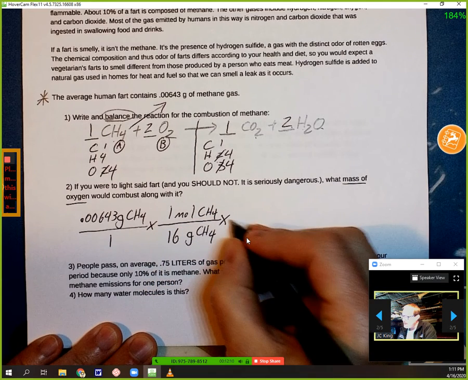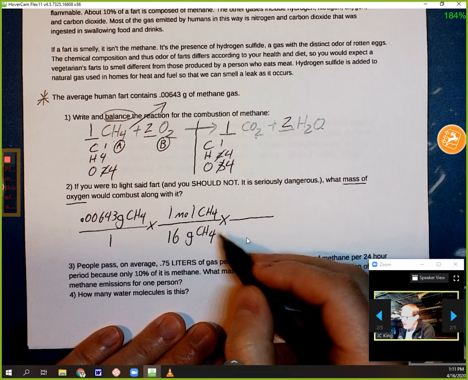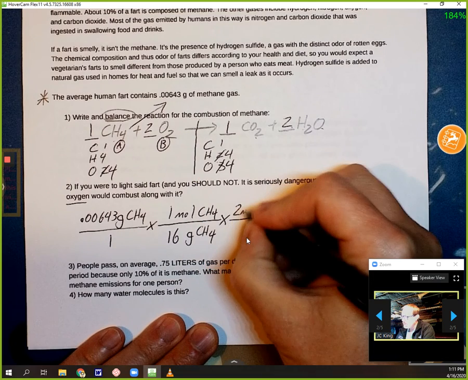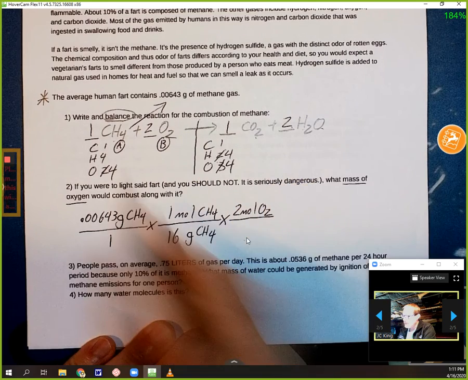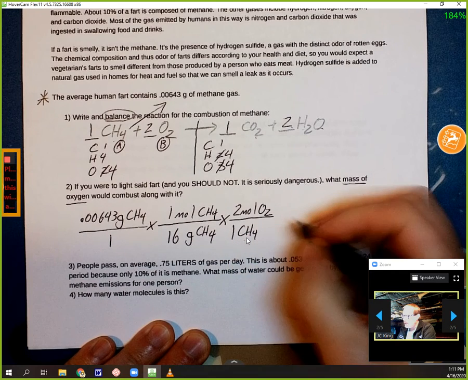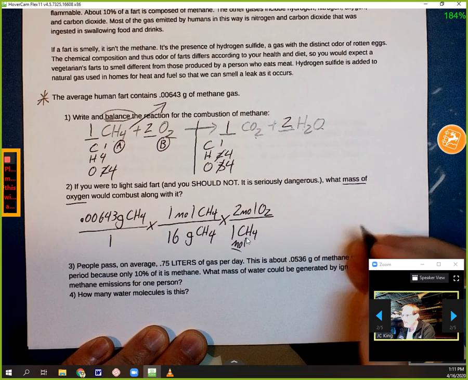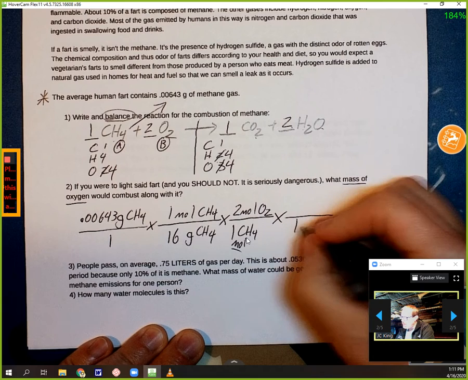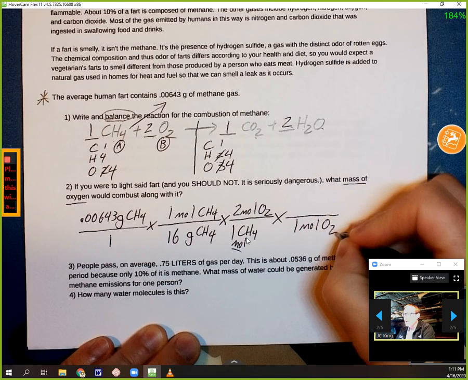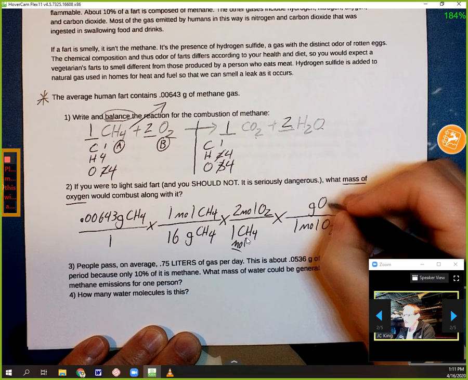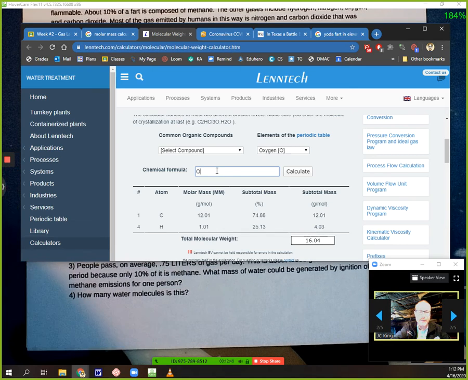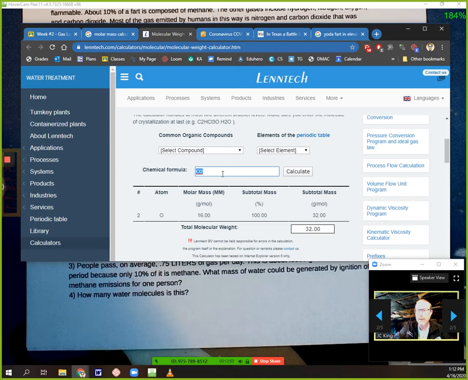In this step, we look at our mole ratio. We have moles of B over moles of A. So I'm going to have 2 moles of O2 on top, 1 mole of CH4 on the bottom. Oops, mole, my bad. And in the very last step, we want to go 1 mole of O2 on the bottom, and we want to find the molar mass of oxygen in grams to put on the top. So let's just come in here and go O2, hit enter. 32 grams, easy enough.